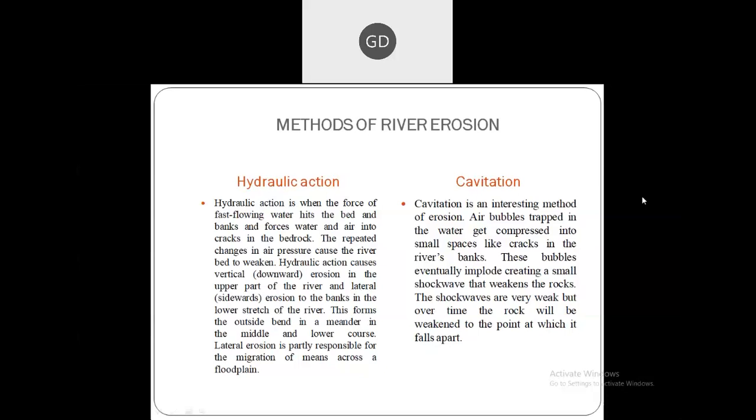So it is the loosening and removal of the materials from the rocks, and this is happening due to the pressure exerted by this running water. Then comes your cavitation. Cavitation is a very rare type of hydraulic action performed by running water, and it is particularly observed where the river water suddenly acquires a very high velocity.